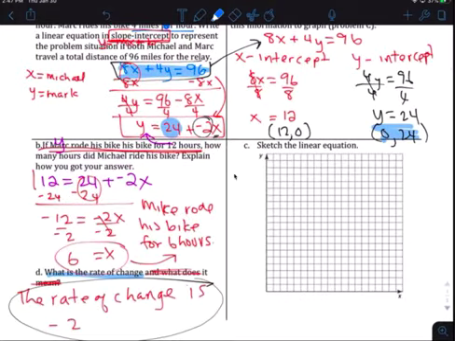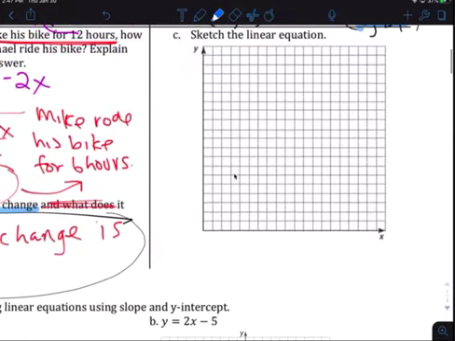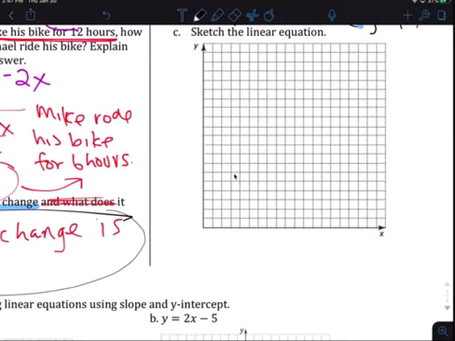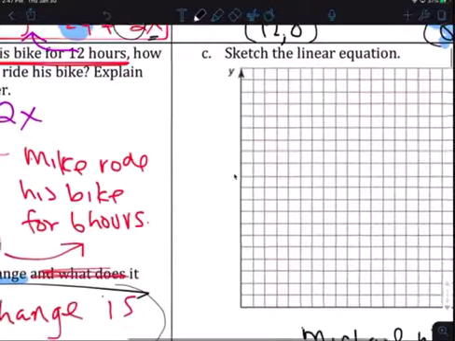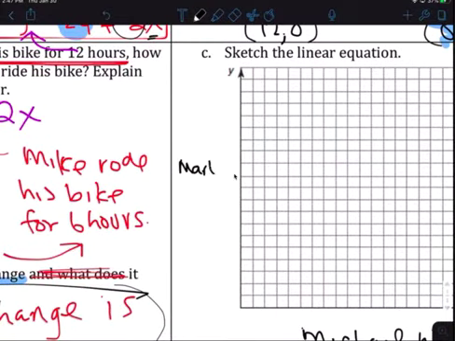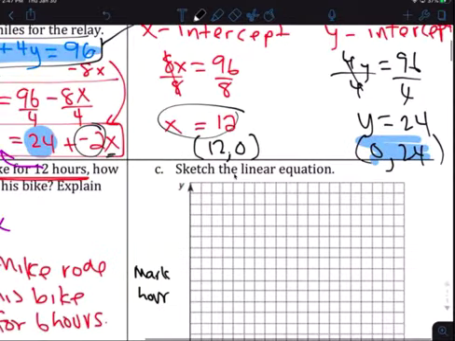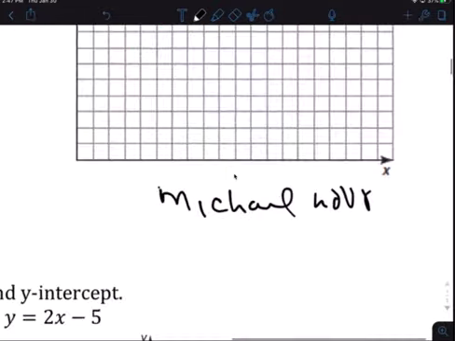So when you graph this, x is Michael's hours. X belonged to Michael. And y is Mark's hours. And then Michael hours, x is 12. So you find 12 here. So 2, 4, 6, 8, 10, 12.